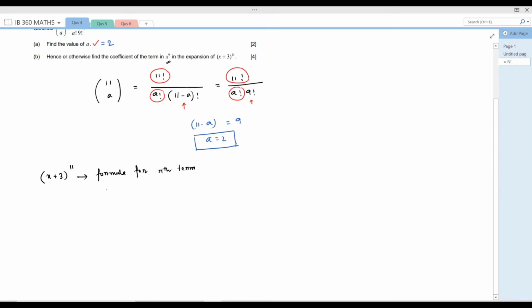Formula for the rth term. If we apply the formula, then it will be nCr, a to the power n minus r into b to the power r, where it comes from the expansion of (a plus b) whole to the power n. So now we just need to compare these two equations, and we will find out the value of the x to the power 9 term from (x plus 3) whole to the power 11.